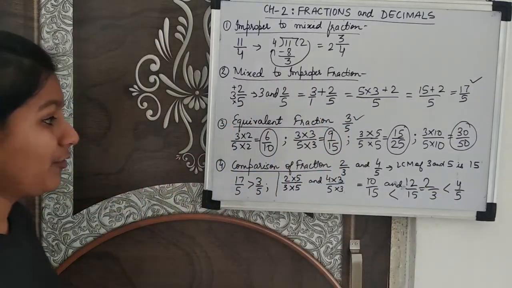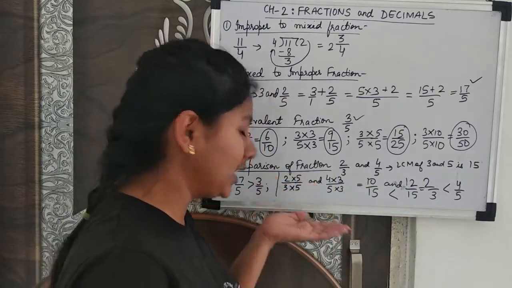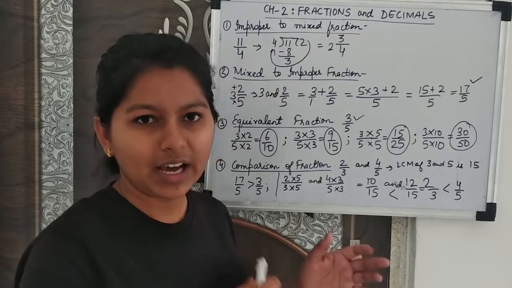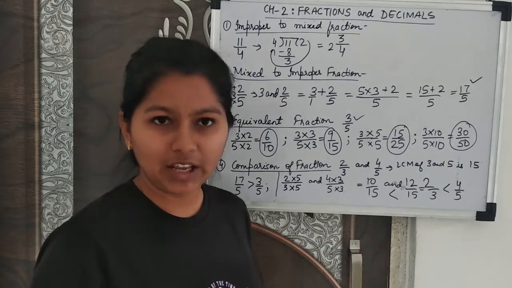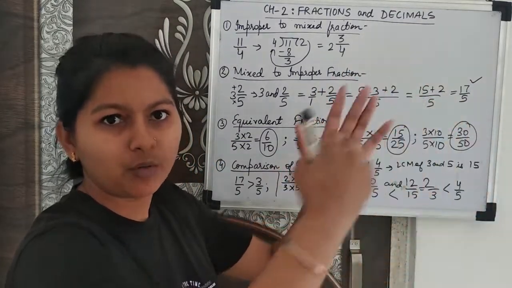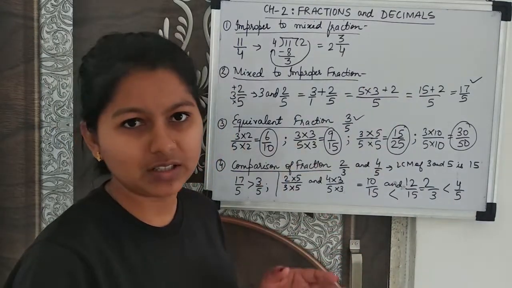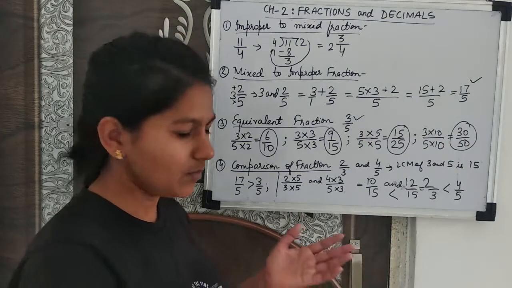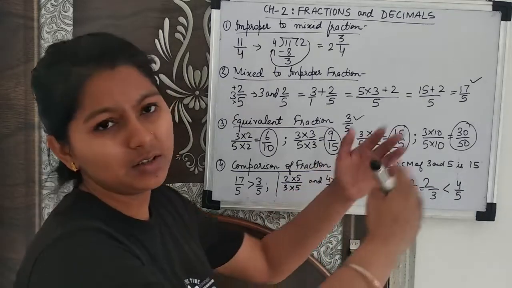So comparison of fractions plays a very important role. Regarding this comparison of fractions, we can have questions like arrange in ascending order or arrange in descending order. If you have to arrange in ascending order, that means from smaller to bigger. For that also, first of all you have to check all the denominators. If all the denominators are the same, then it's very easy. The numerator which is smaller will be the smaller fraction, and so on.